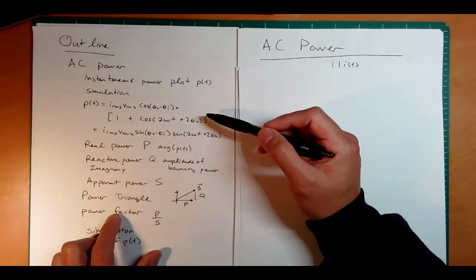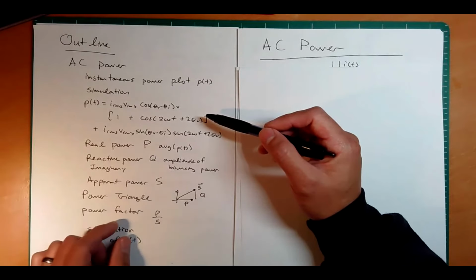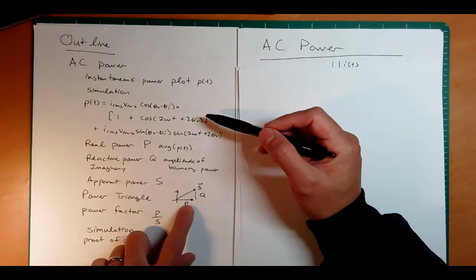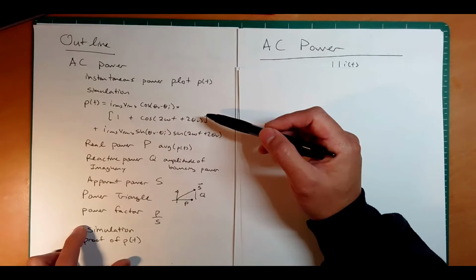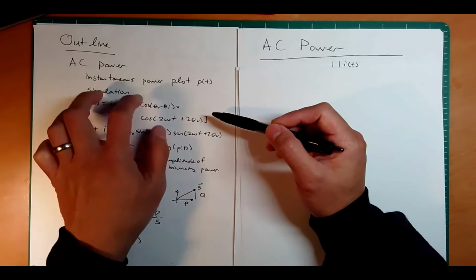And then we'll talk about a metric to quantify how well you are using your available power. That's the ratio of P over S, the real power over the apparent power. We'll do a simulation, and if you're still interested, you can see a proof of this.